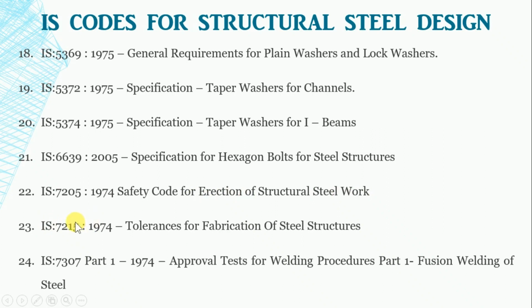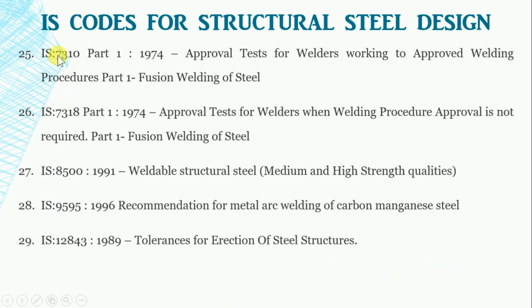IS 7215-1974 is used in case of tolerance for fabrication of steel structures. IS 7307 Part 1, 1974 is for approval test for welding procedure for fusion welding of steel. IS 7310 Part 1, 1974 is for approval test for welders working to approved welding procedures for fusion welding of steel.